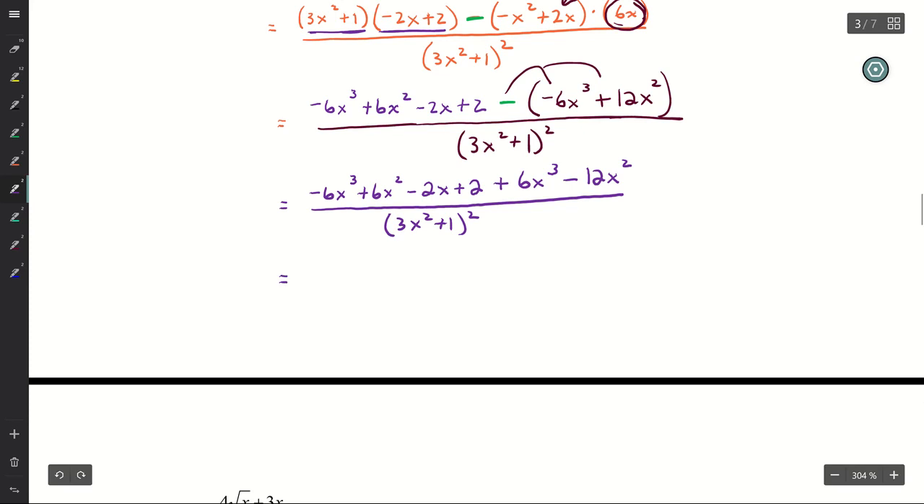All right, so now we're going to combine like terms, and I'm going to do so by trying to do descending order. On this one, you see we have a negative 6x to the third and a positive 6x to the third. So those two actually cancel. Then we have a 6x squared minus a 12x squared, so that's actually negative 6x squared. And then it looks like we then just have a negative 2x and a plus 2. And then that's still over the denominator squared.